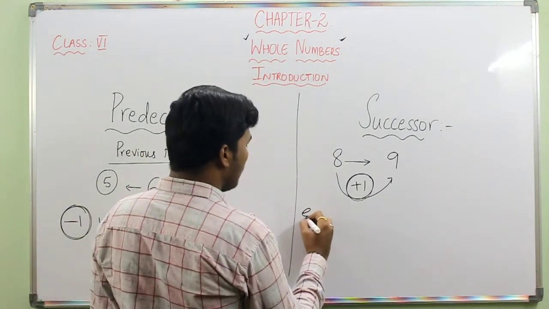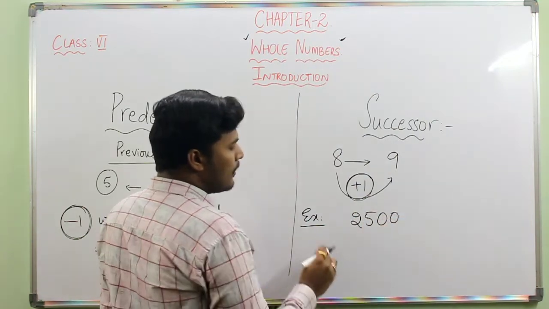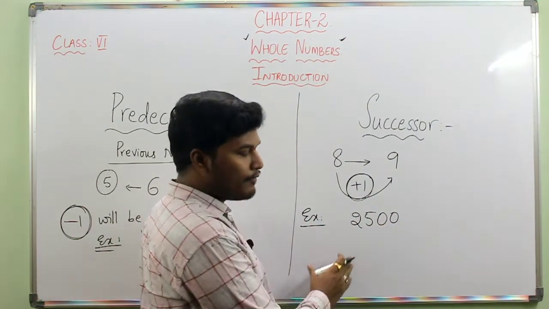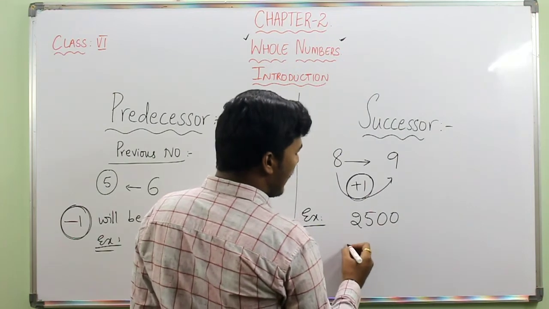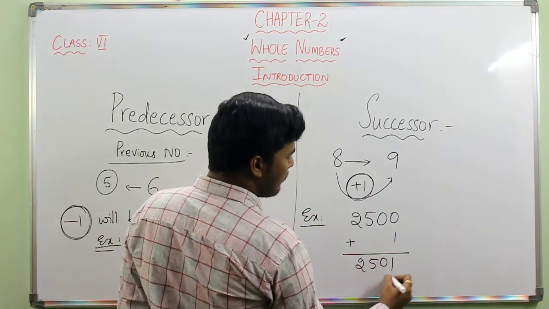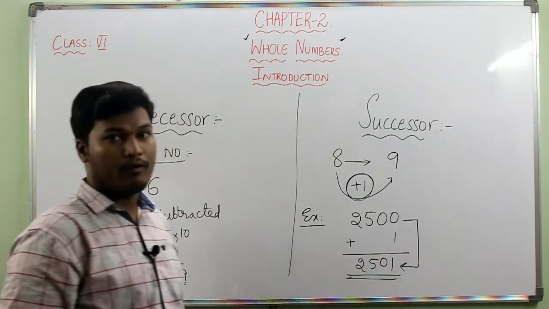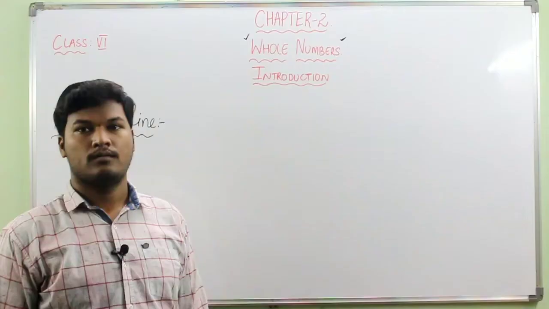So for example, let us take 2500. What is the successor of 2500? What do I need to add? I need to add plus 1. Then it will become 2501. Therefore, 2501 is the successor of 2500.